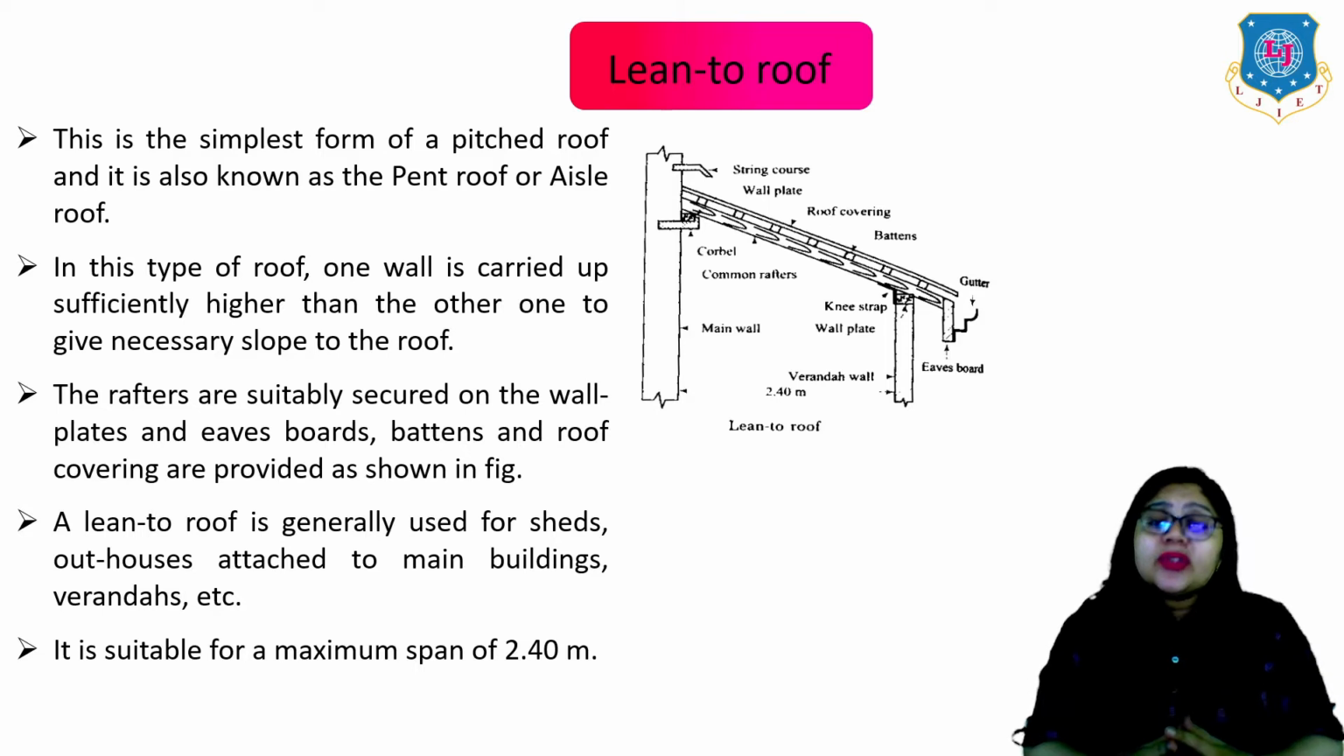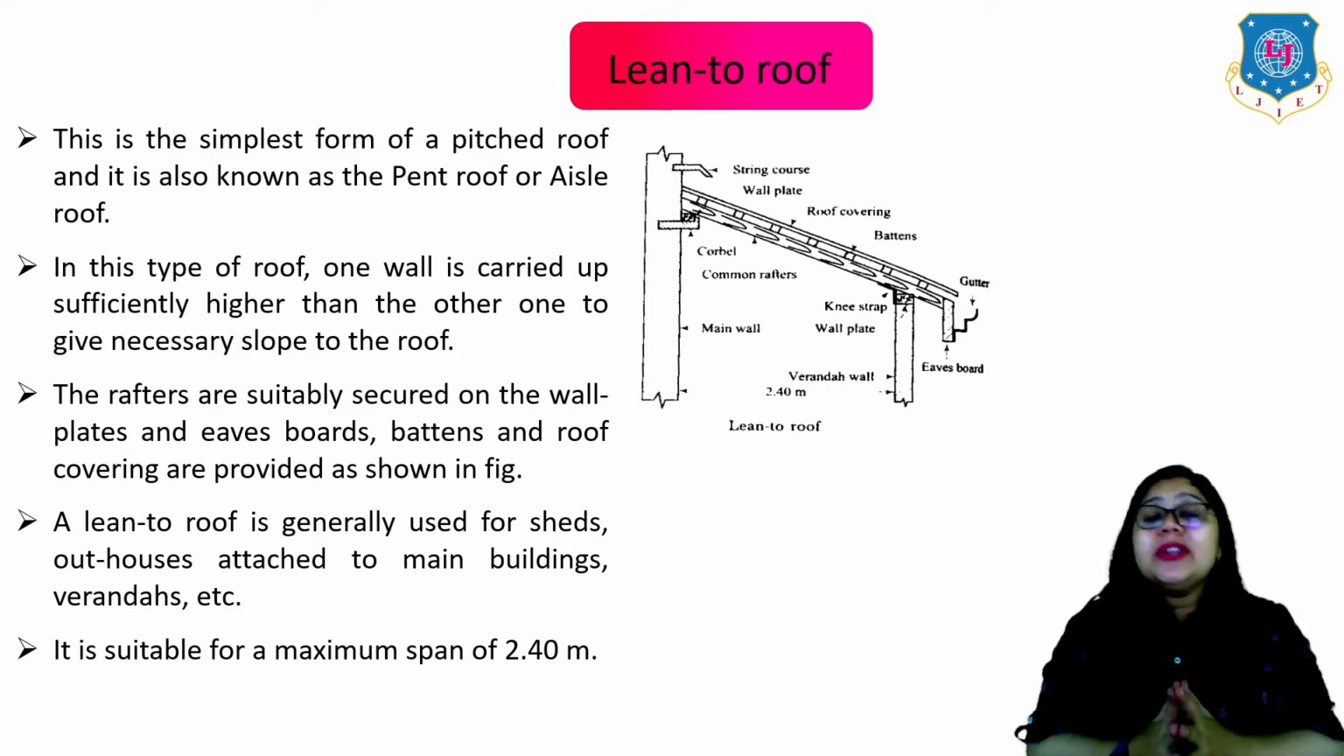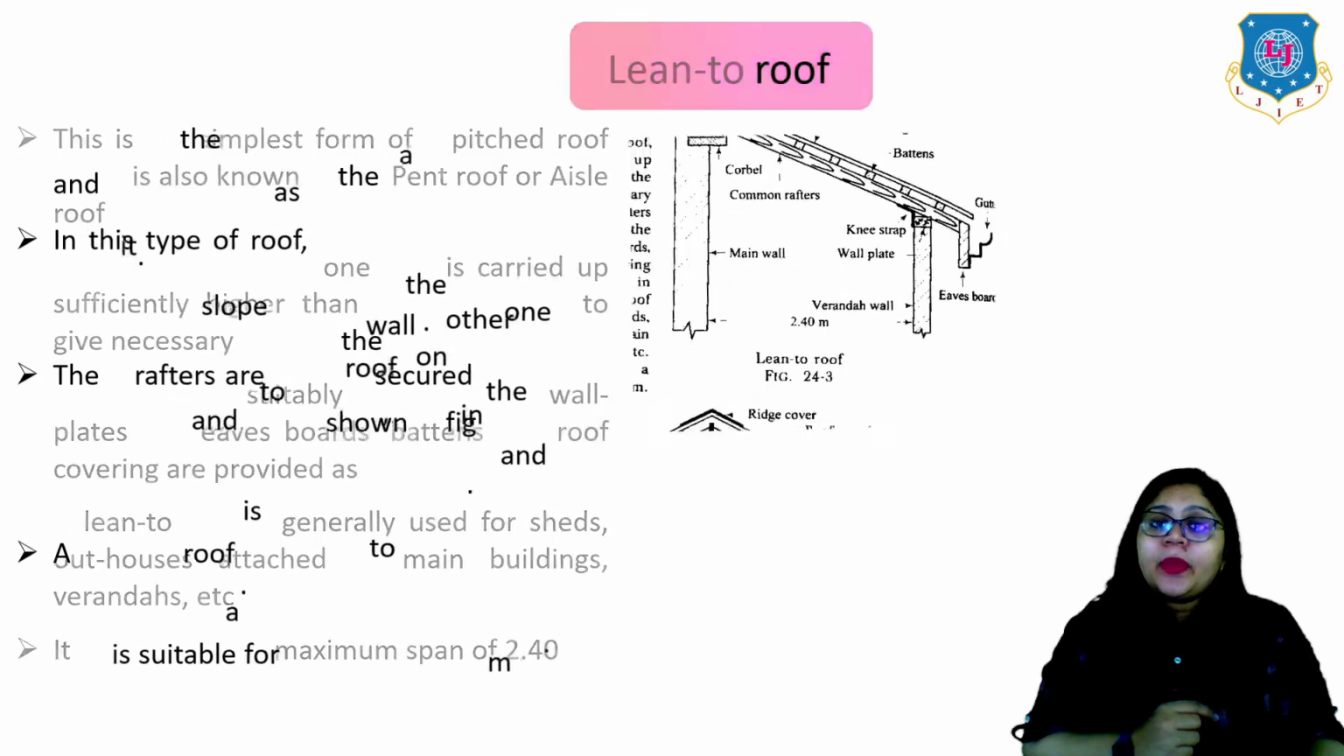A lean-to roof is generally used for shades, outhouses attached to the main buildings or some verandas. Generally, the maximum span for this kind of roof is about 2.40 meter. Here you can see a clear image of lean-to roof where you can get the idea how one type of slope is provided with all the components, right?